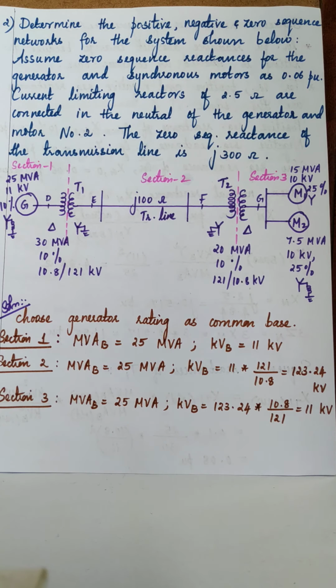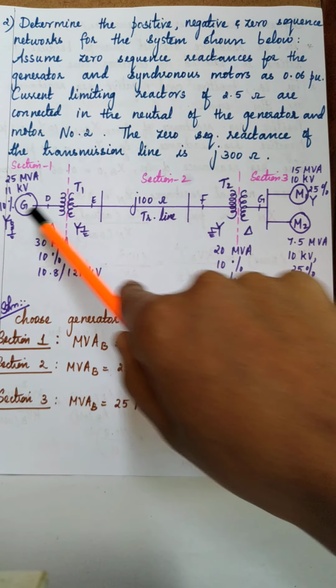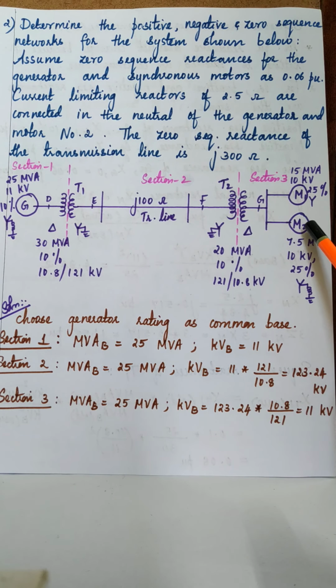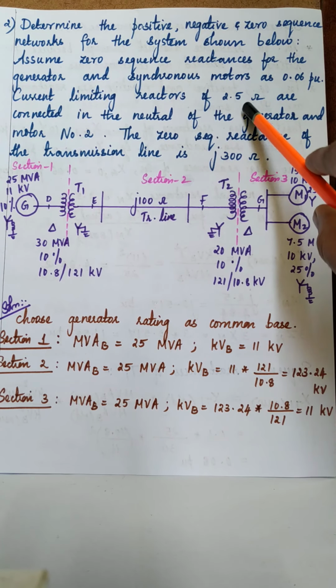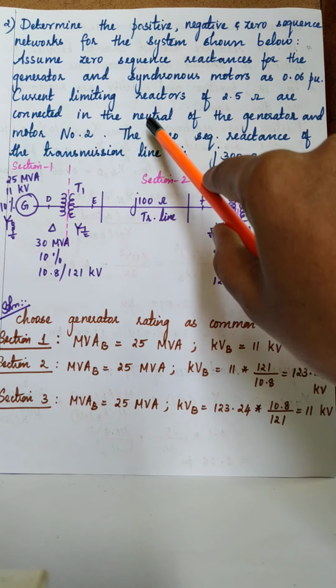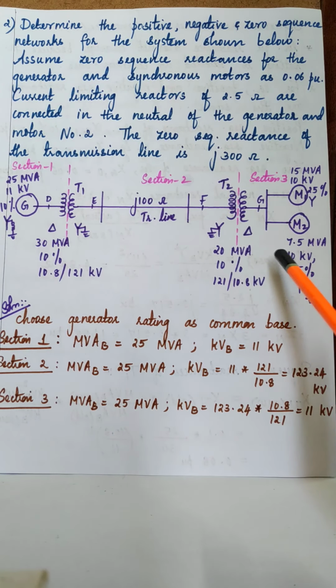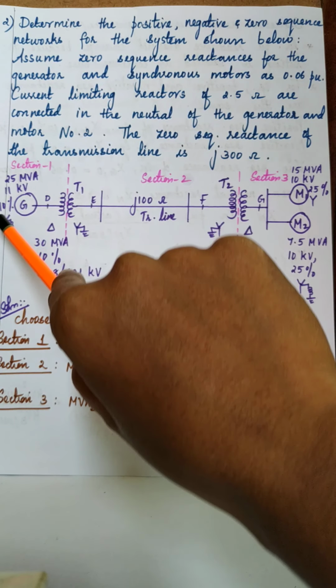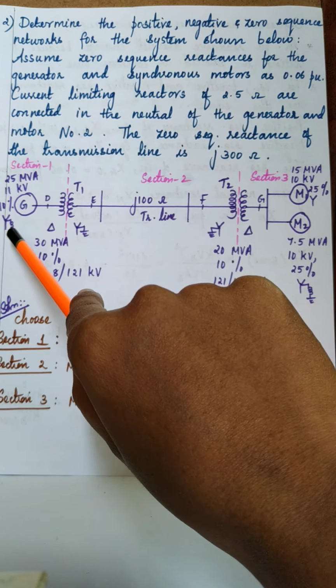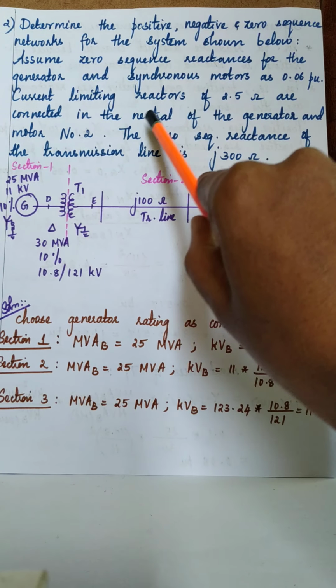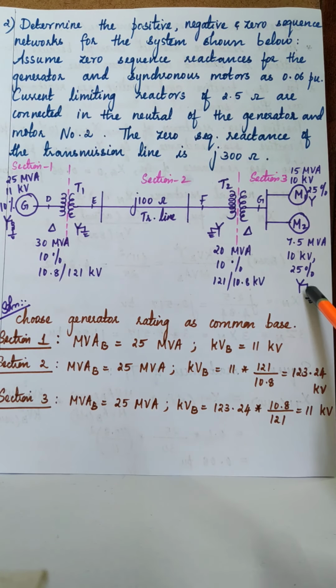Problem 2. Determine the positive, negative and zero sequence networks for the power system shown below. Assume zero sequence reactances for the generator and the synchronous motors is 0.06 per unit. Current limiting reactors of 2.5 ohm are connected in the neutral of the generator and motor number 2. So current limiting reactance Xn or Zn is connected to the neutral of the generator and motor 2.